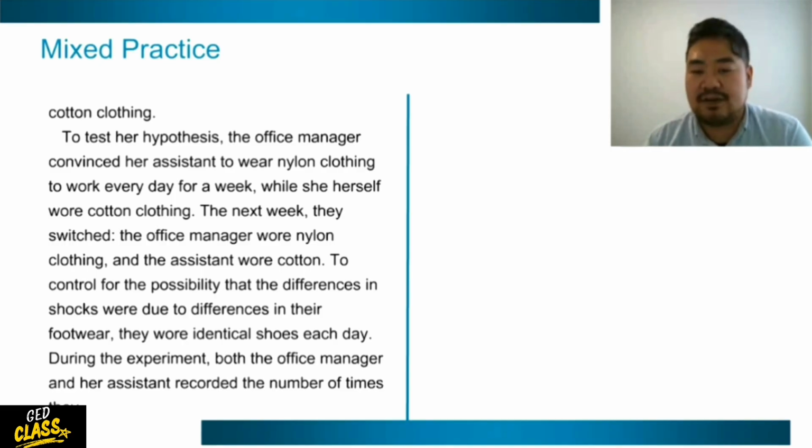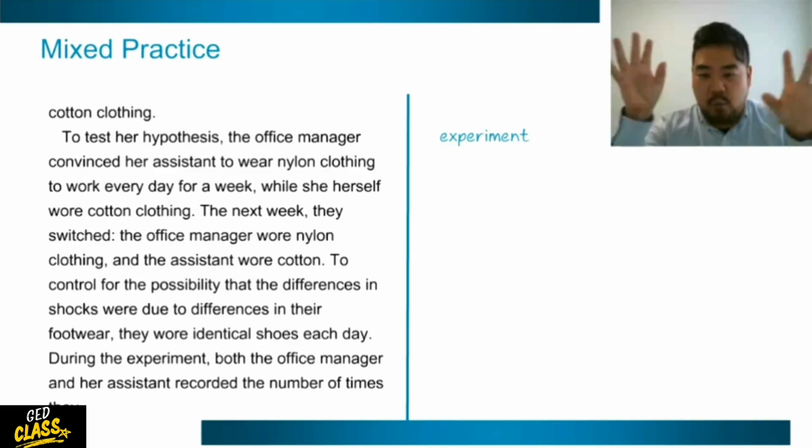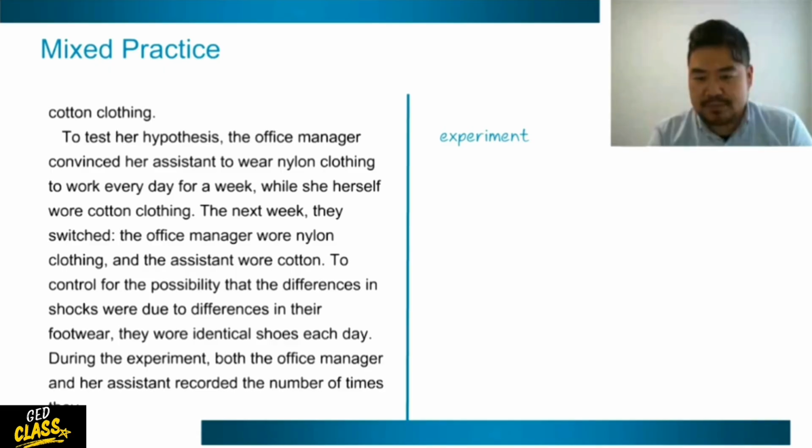The office manager convinced her assistant to wear nylon clothing to work every day for a week, while she herself wore cotton clothing. So we're seeing already the experiment happening here, right? How's this experiment happening? One week, the office manager is convincing her assistant to wear nylon. She herself is wearing cotton. Then next week, they switch.